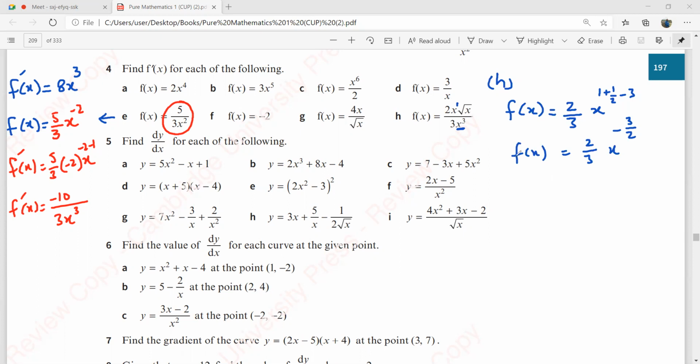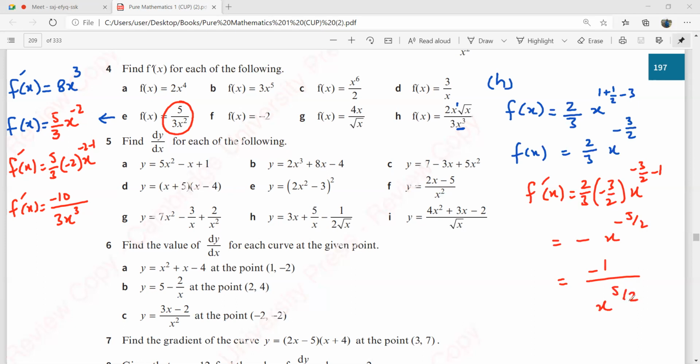Now I can differentiate it, because there is just one term in x now. So you have to simplify all these products, divisions and quotients, and then you will be differentiating. This is f dash of x now. This is 2 over 3 into minus 3 over 2, and then minus 1. So you have minus x raised to power minus 5 by 2, and you can write it as minus 1 over x raised to power 5 by 2. So this is your h part.